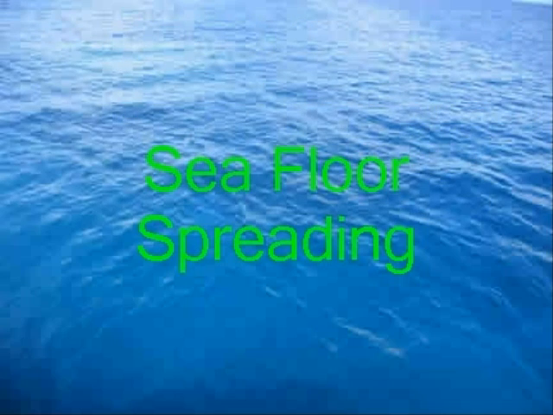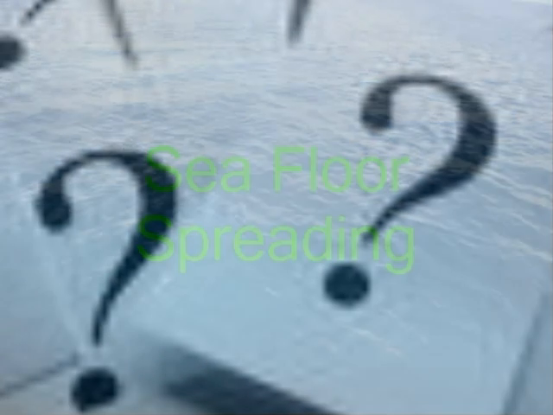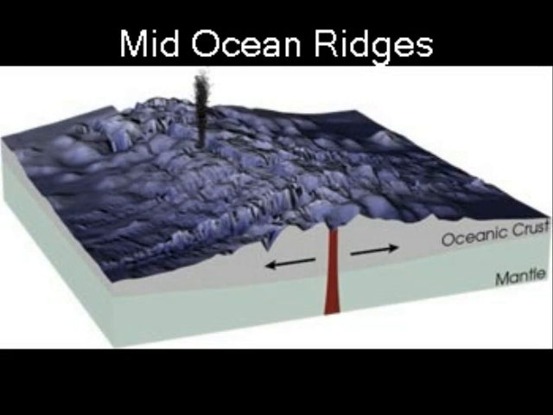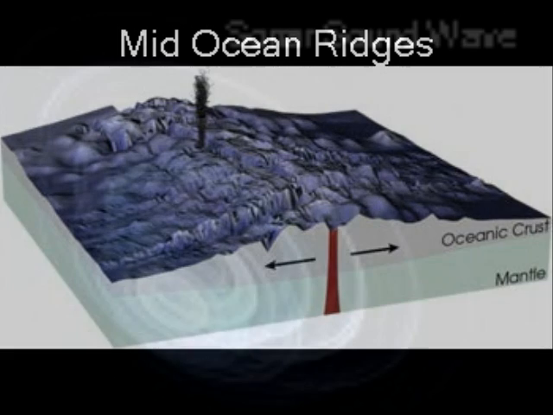Seafloor spreading. What is seafloor spreading and how does it happen? Mid-ocean ridges are the places where plate tectonics, slabs of rock in the lithosphere, are moving away from each other. Scientists found these ridges using sonar.